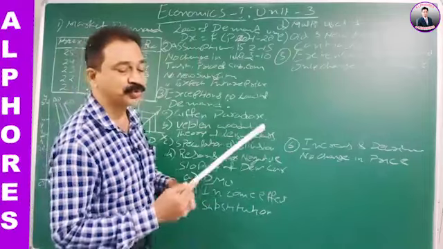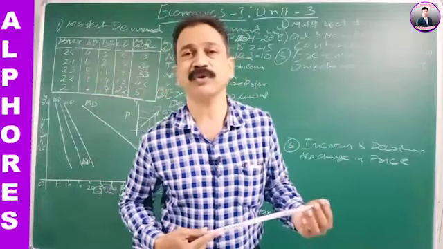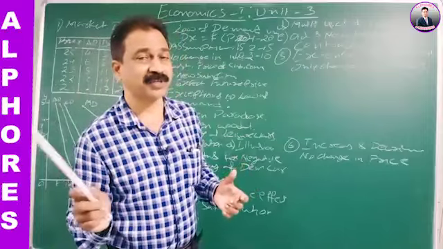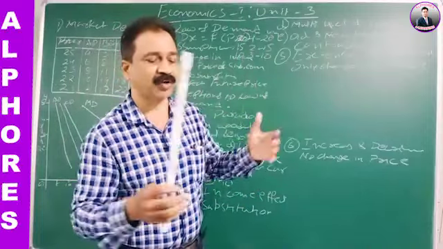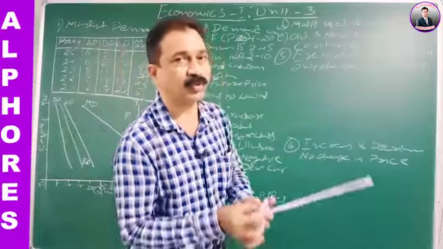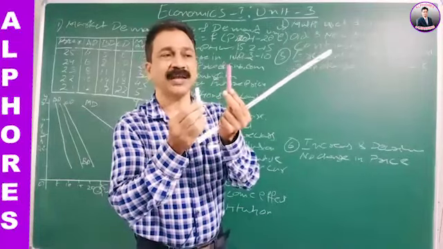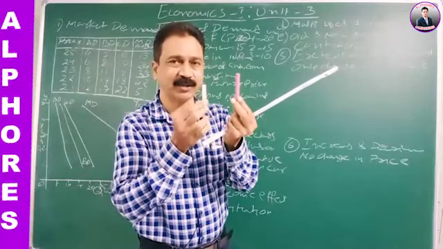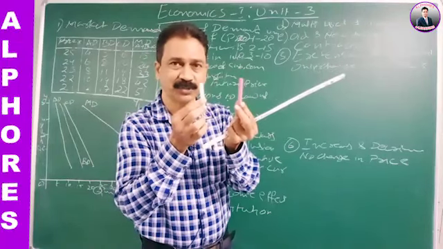Now, substitution. How is this substitution going to affect? What did we say? Ceteris paribus. All other things remaining constant. Let us say there are 2 things. These are substitutes. All other things remaining constant, its price did not change, but the price of this commodity decreased. Then automatically these both are substitutes, competition goods.